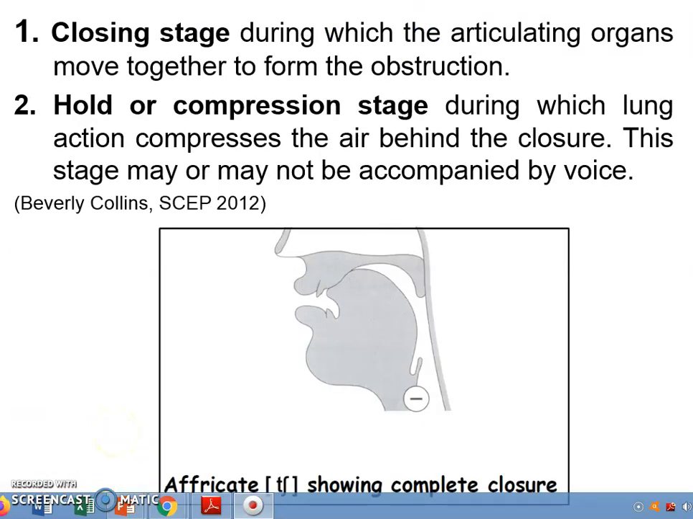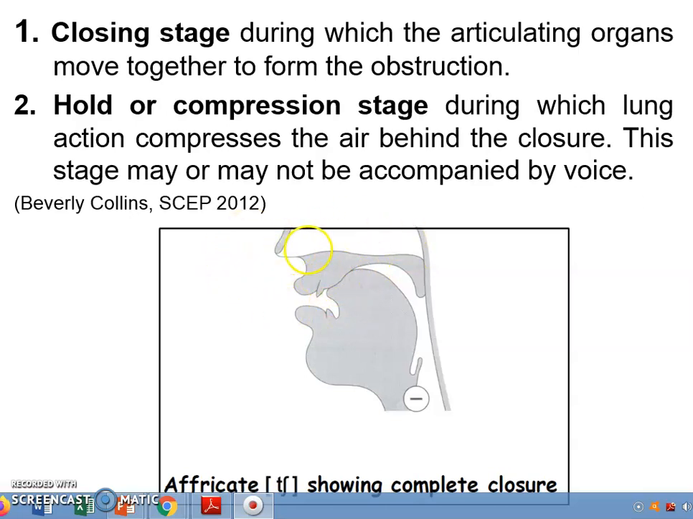The closing stage, during which the articulating organs move together to form the obstruction. In this case, as we can see in this figure, the tip and blade of the tongue move towards the alveolar ridge, and they form the obstruction. There's a stricture of complete closure there. And the hold, a compression stage, during which lung action compresses the air behind the closure. We know that the air coming from the lungs is compressed here. It's kept behind the closure. This stage may or may not be accompanied by voice.